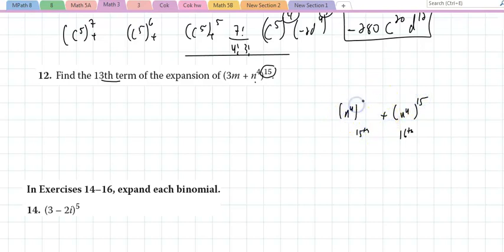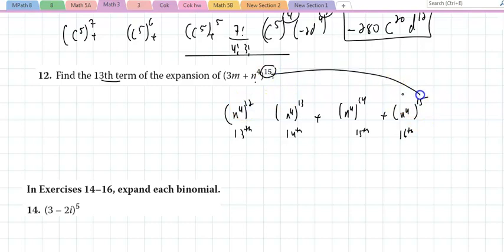That's n to the 4th raised to the 14. Before that is the 14th term. That is n to the 4th raised to the 13. And before that is the 13th term. That's n to the 4th raised to the 12. So the last one will take the 15, and you're going to go one less.